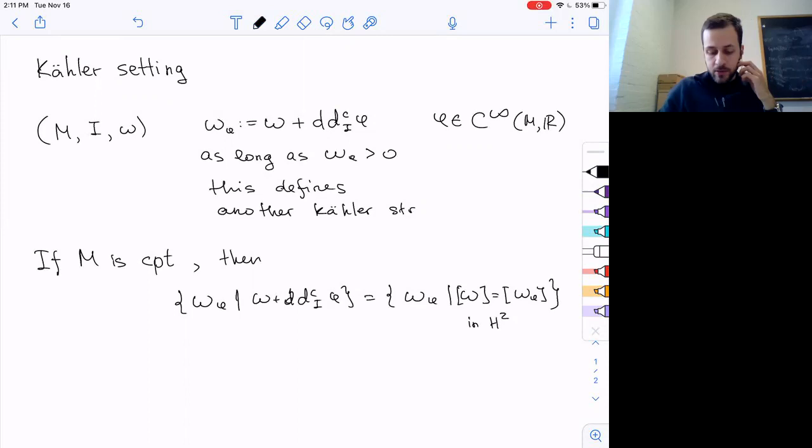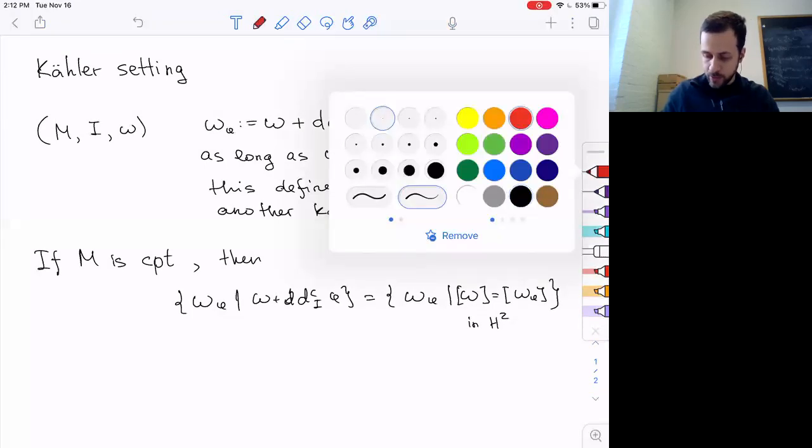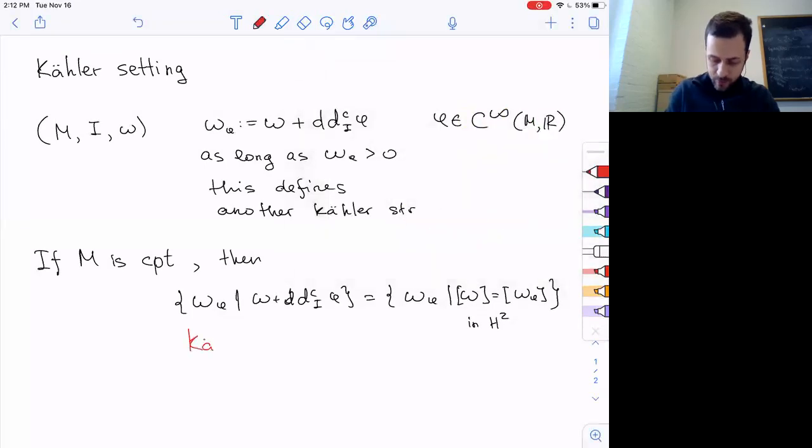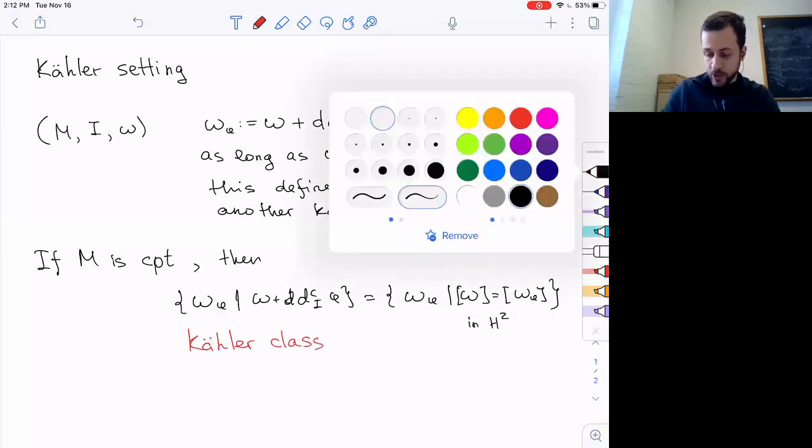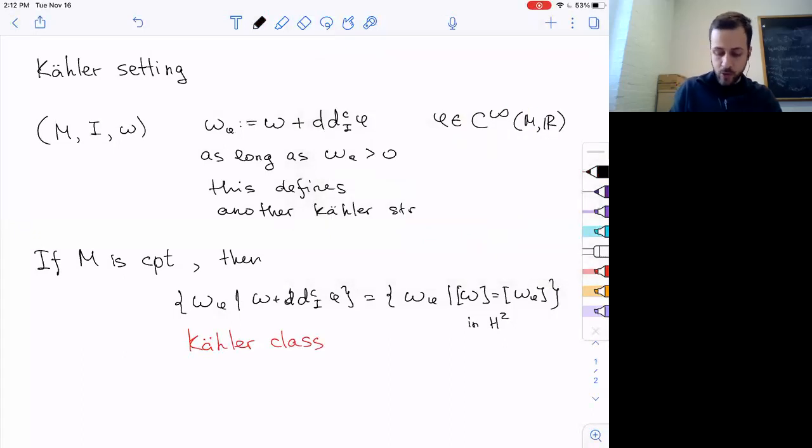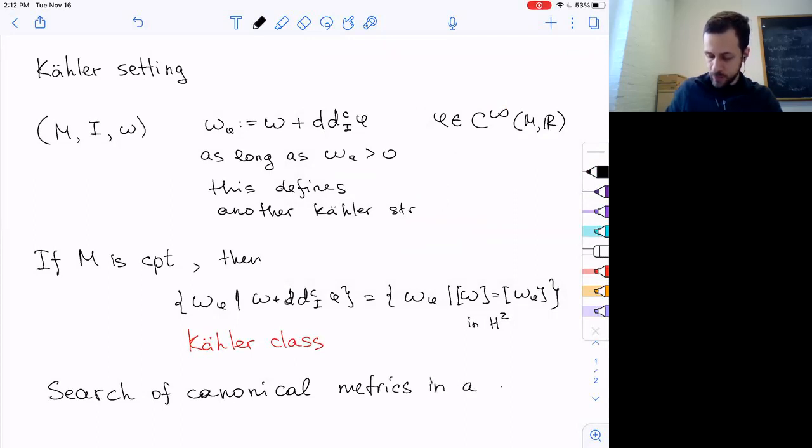And the driving set of questions in Kähler geometry is the search of canonical metrics in such a set. So such a set, maybe I'll write a name. It's called a Kähler class. And the principal questions in Kähler geometry all revolve around the search of canonical metrics in various Kähler classes, in a given Kähler class.